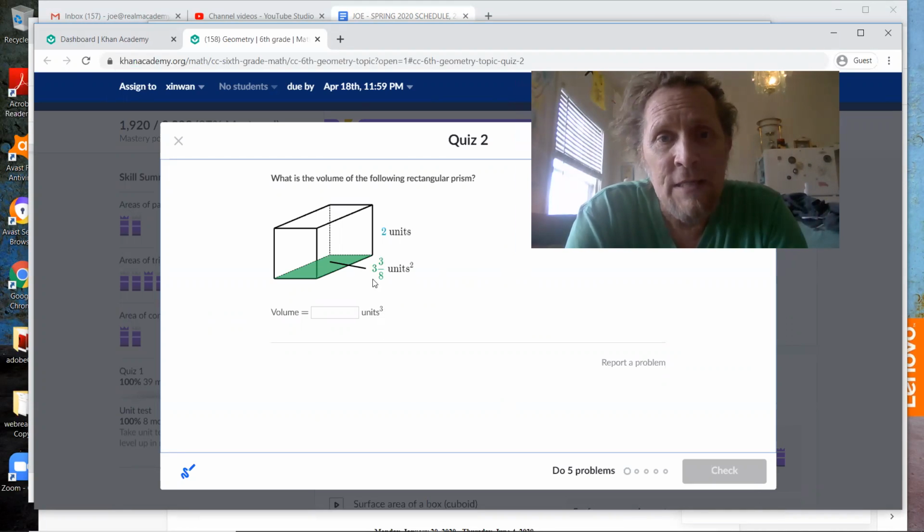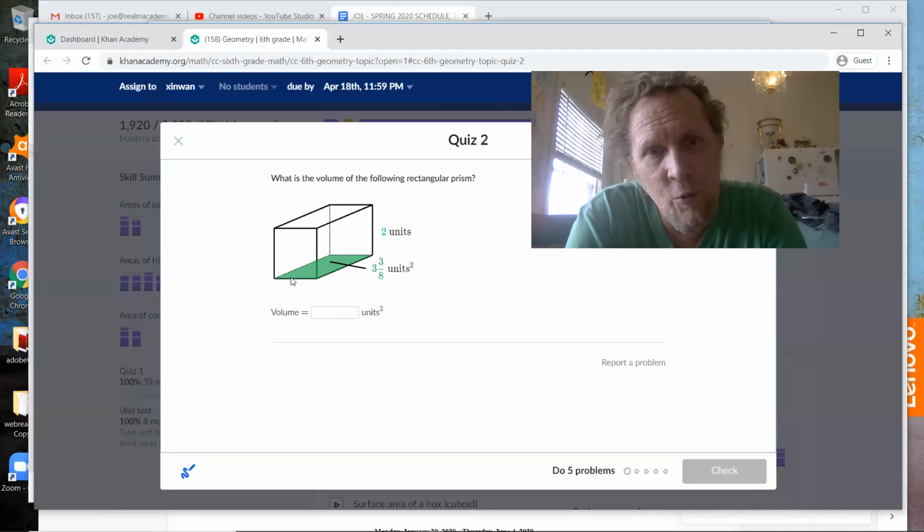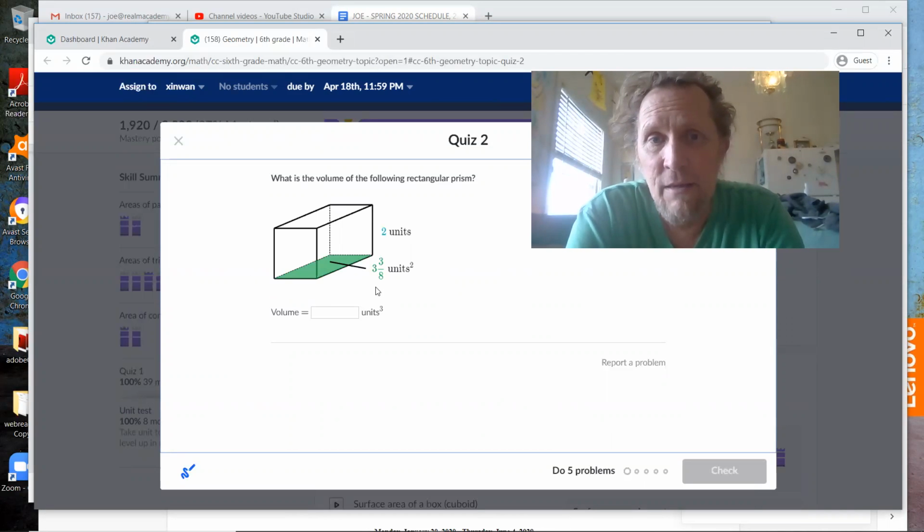what that means. So what they're doing is they're pointing to the fact that the area of the base is 3 3/8 units squared. So you can tell that's an area because it's units squared. So 2 of my dimensions have been multiplied together to get this area of the base. So I can find the volume by doing the base times the height. I could do the length times the width times the height, but they've already done the length times the width to find the area of the base.